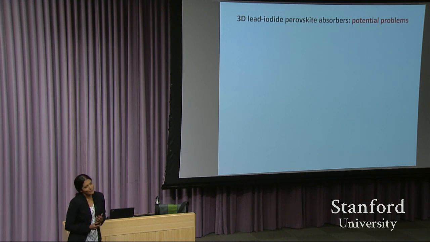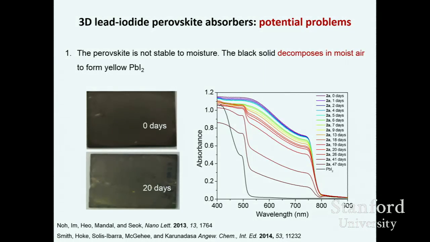So these are what we've identified as potential problems in this material. This material is not stable to moisture, not even ambient humidity. We can make nice black films of the 3D perovskite and just leave it sitting on our lab benches. Within just a few days, we see yellow spots forming on the black film.